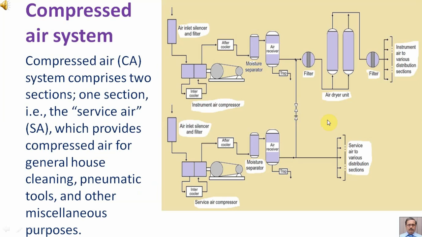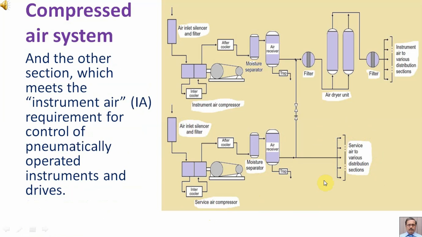Compressed air system. The compressed air system comprises two sections. One section, that is the service air, provides compressed air for general housecleaning, pneumatic tools and other miscellaneous purposes. And the other section meets the instrument air requirement for control of pneumatically operated instruments and drives.